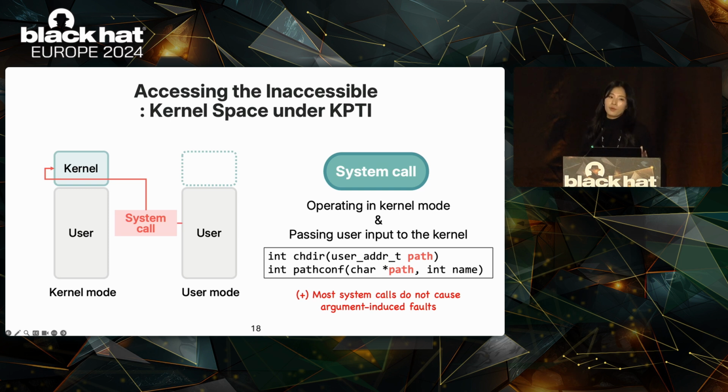What's more, even if we provide invalid input like kernel addresses, some system calls don't throw an error. They just return a general error code. This means that if we can get the system call to access the kernel address we gave as input, we can still cause the TLB state to change depending on the validity of the address, just like in the previous attack.